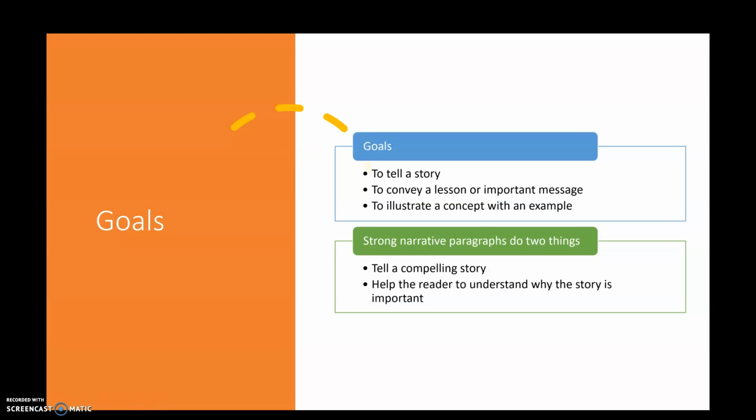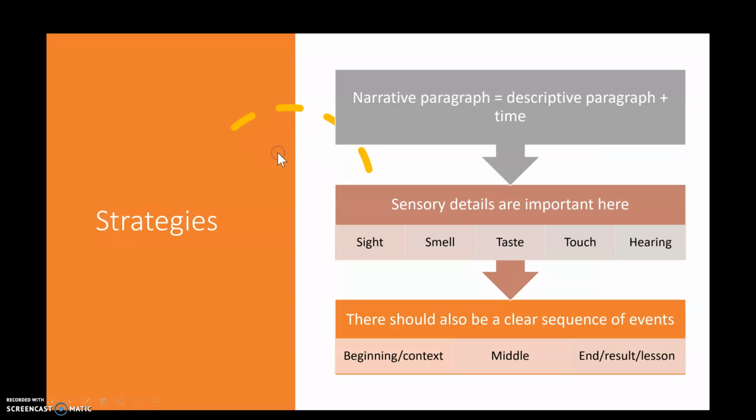So goals in a narrative paragraph are to tell a story, to convey a lesson or an important message, or to illustrate a concept with an example. And strong narrative paragraphs do two things. They tell a compelling story and they help the reader to understand why the story is important. And you need both of those components in order for the narrative paragraph to be successful.